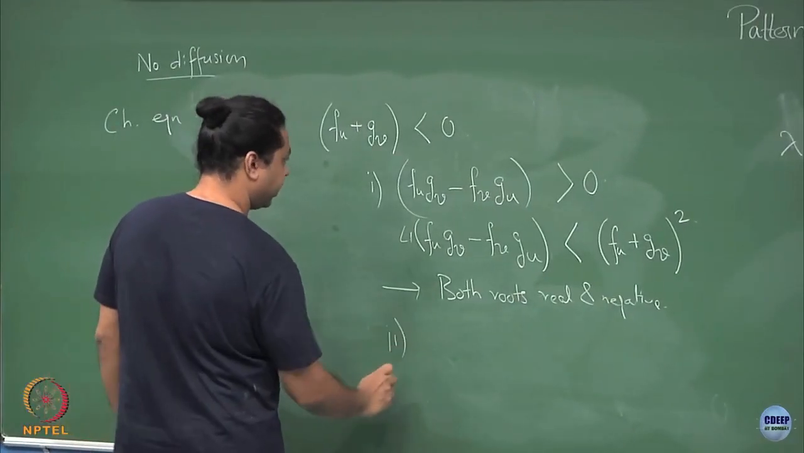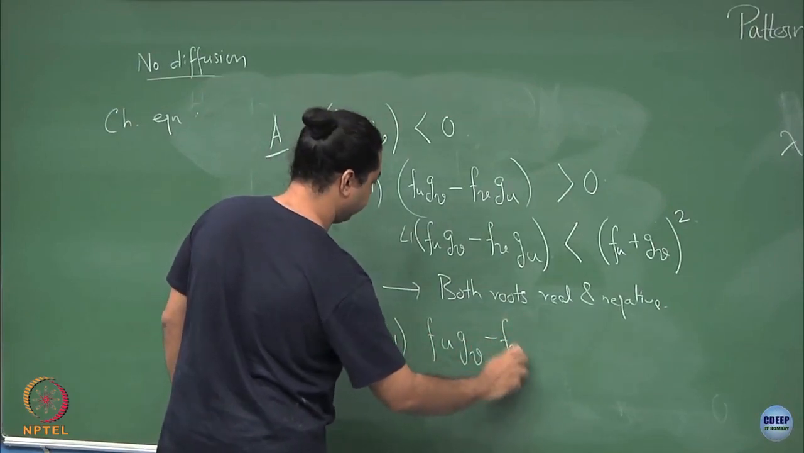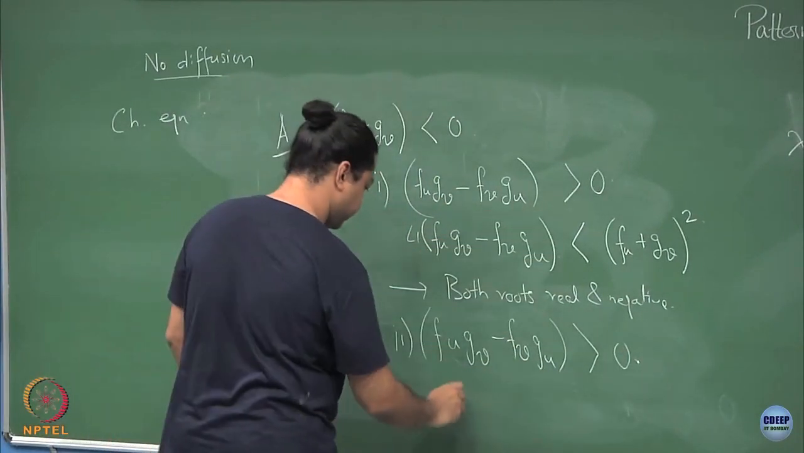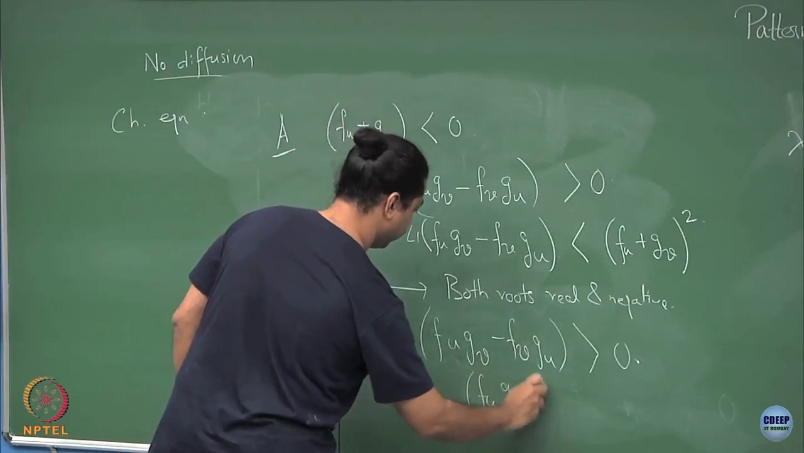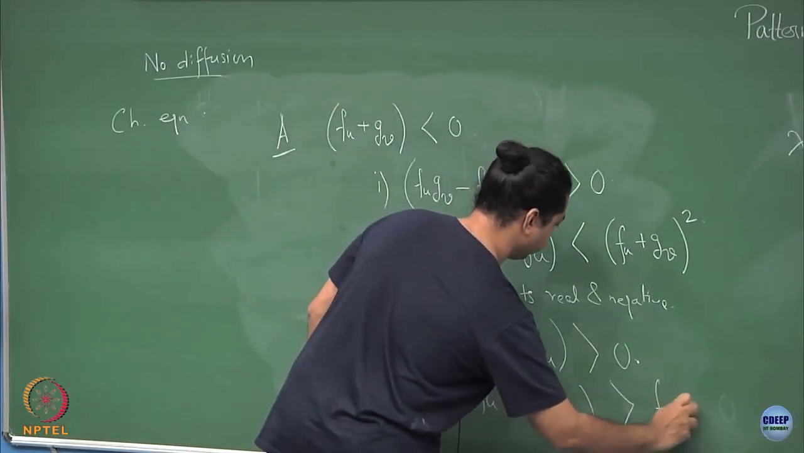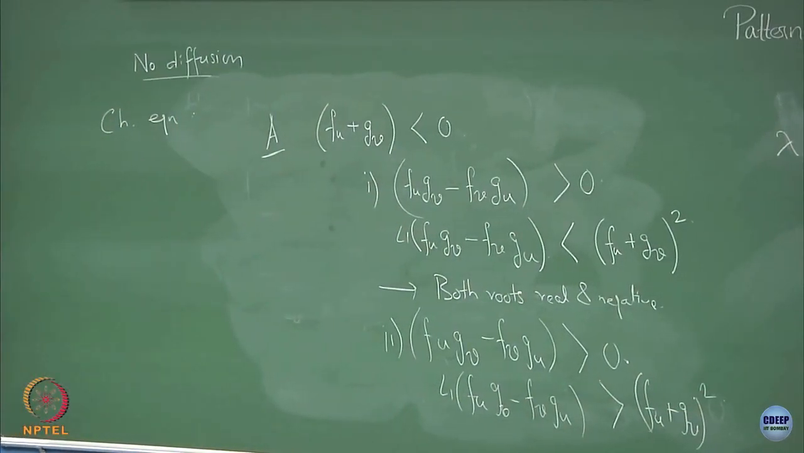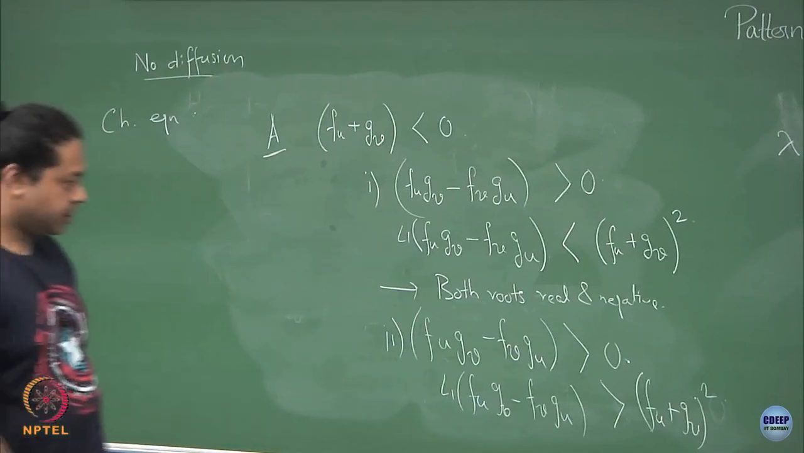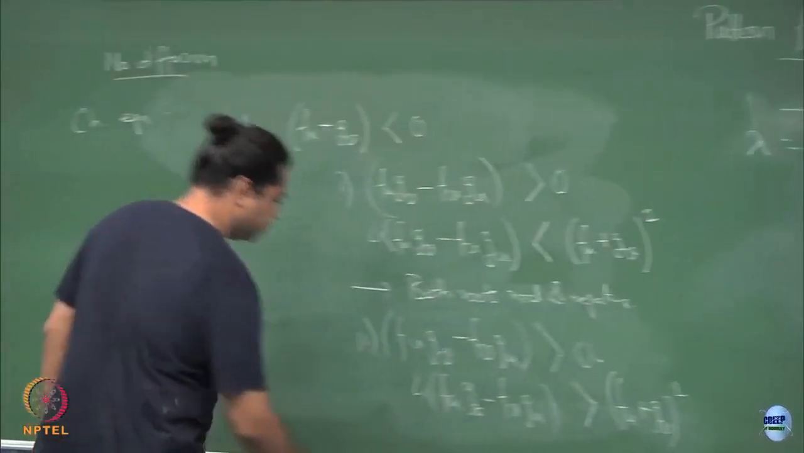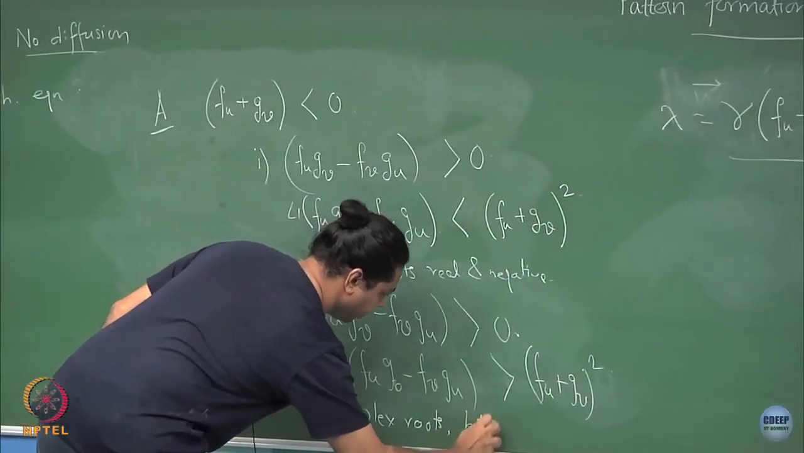What would happen if I said that this is still positive, f_u g_v minus f_v g_u is still greater than 0, but this is reversed. So, 4 times (f_u g_v minus f_v g_u) is greater than (f_u plus g_v) whole square. Then the roots would become complex, but the real part would still be negative, right? So, these would be complex roots, but the real part is negative.